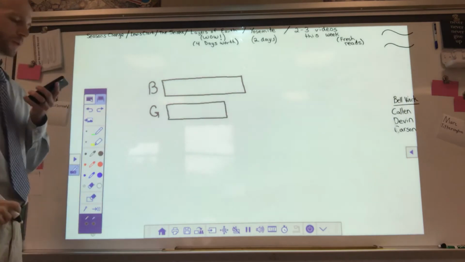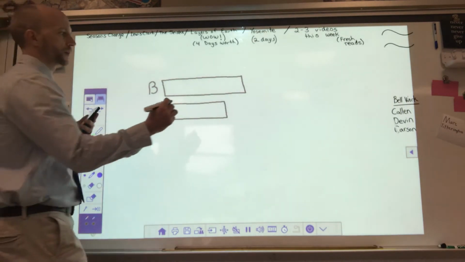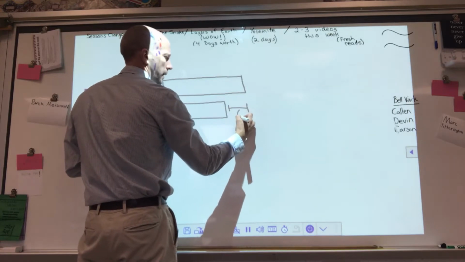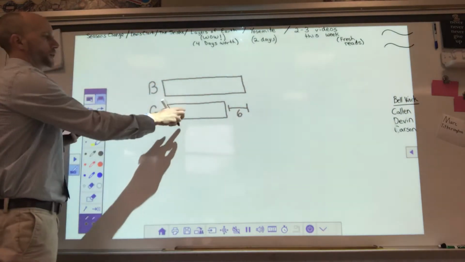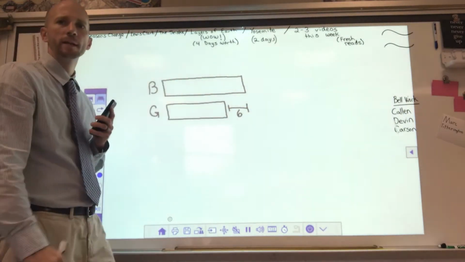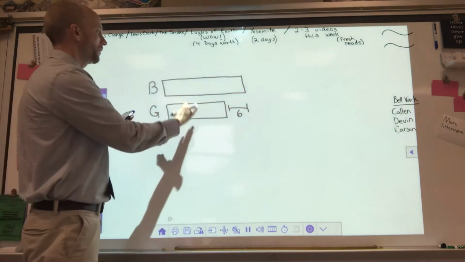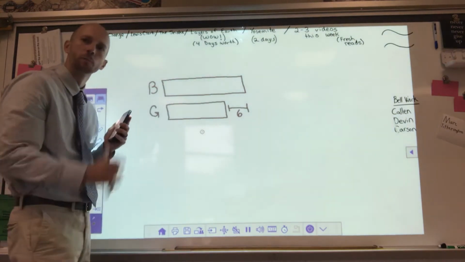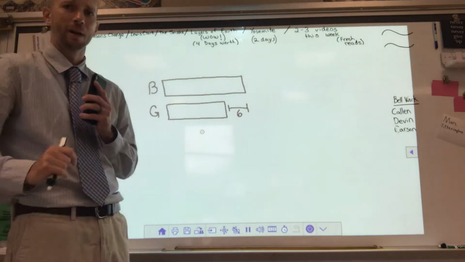Okay, so there are 6 more boys than girls. So I'm going to put my little 6 right here. Now, if we had how many girls there'd be, we'd be able to figure out the boys quite easily, but we don't have that. We don't even have the boys. And if we had the boys, we'd be able to subtract the 6 and get to the girls, but we don't have that. Mr. B gave us a hard one.